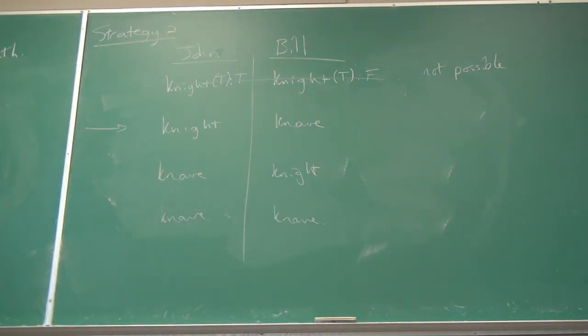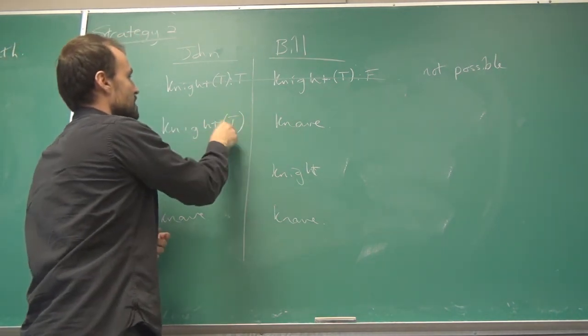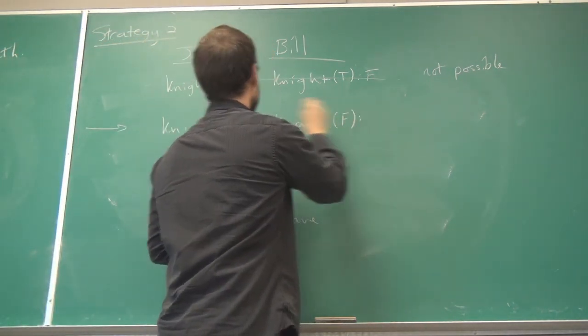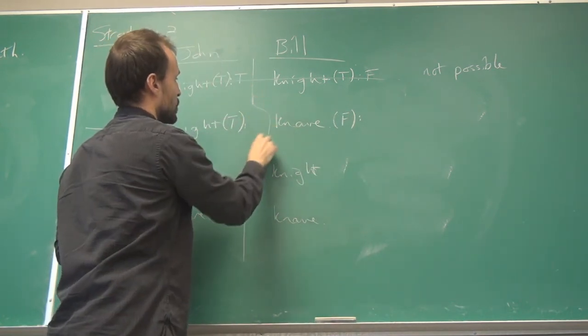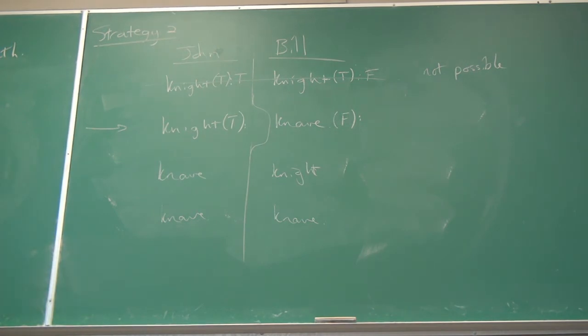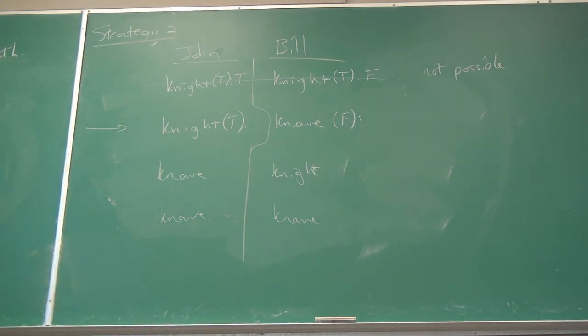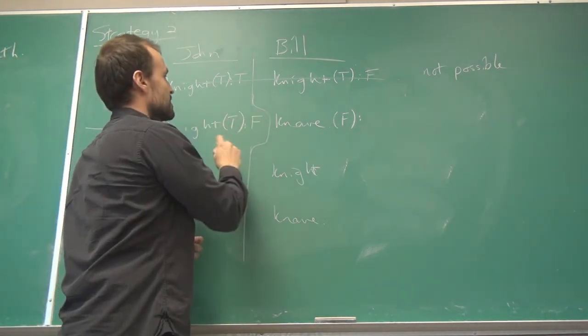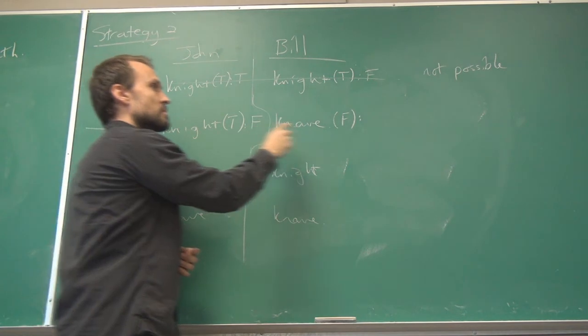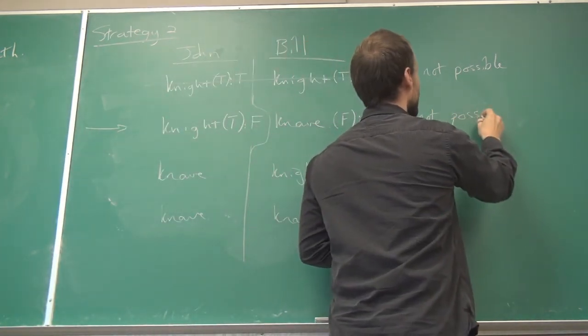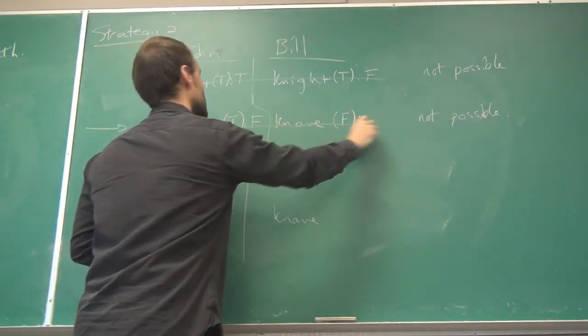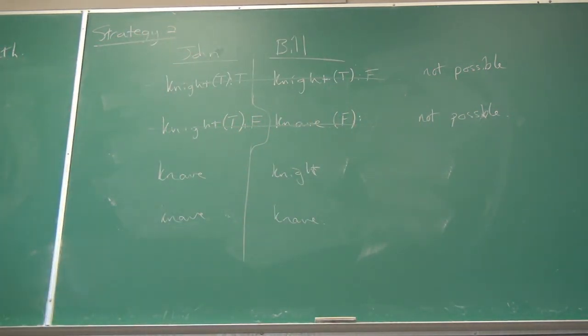Knight, knave. Well, John being a knight in this scenario means he should tell the truth. Bill being a knave, he should lie. Now let's see what John says. We are of the same kind. False. So I don't care what Bill says. This is not possible. You can check what Bill says for fun, but that's just for fun. It's inconsistent. John can't be a knight and Bill a knave. Next one.